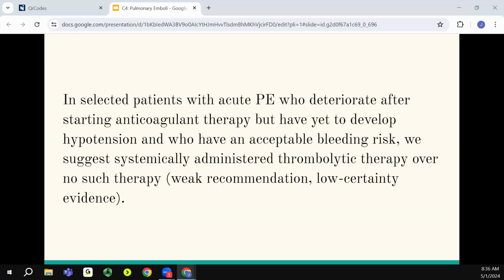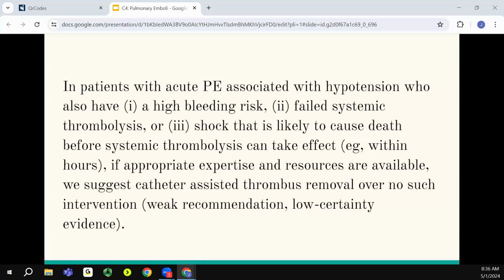And they define deteriorate in their guidance statement, similar to what we've been talking about: a systolic less than 90, a drop greater than 40 millimeters mercury, cardiac arrest, or the need for pressors.